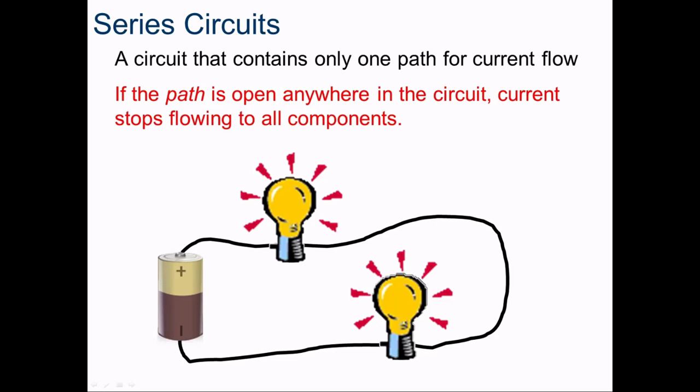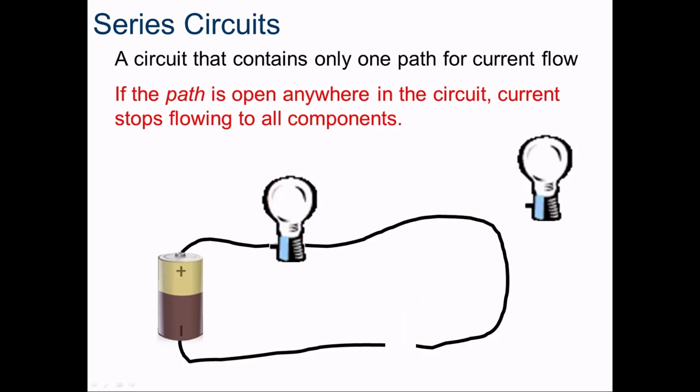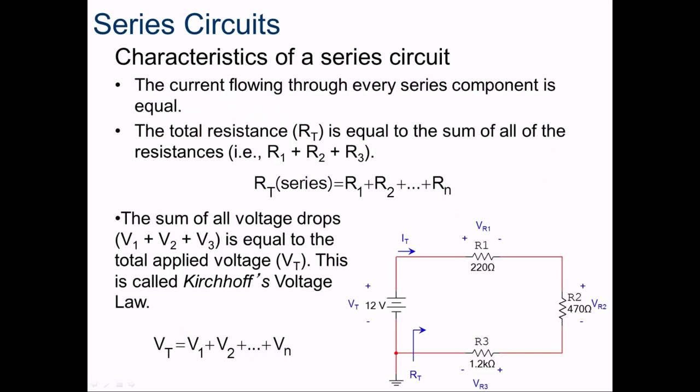Series. A circuit that contains only one path, as we just mentioned. If the path is open anywhere, current stops flowing. Characteristics of a series circuit: the current flowing through every series component is equal. Remember, we said in a series circuit, current is equal. Total resistance is equal to the sum of all the resistances. The sum of all voltage drops is equal to the total voltage in the circuit. Remember, that's Kirchhoff's voltage law.